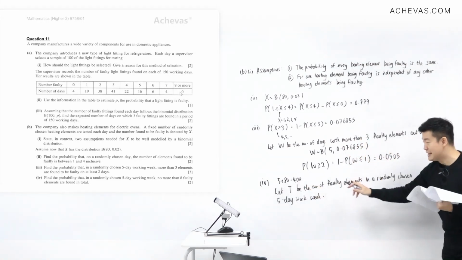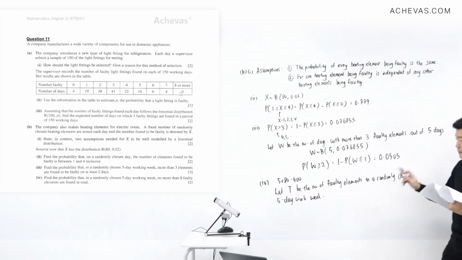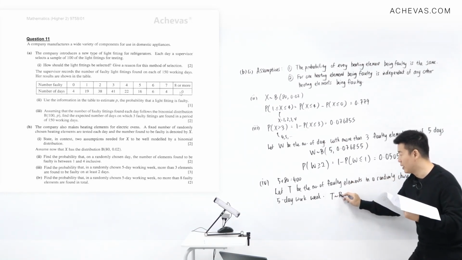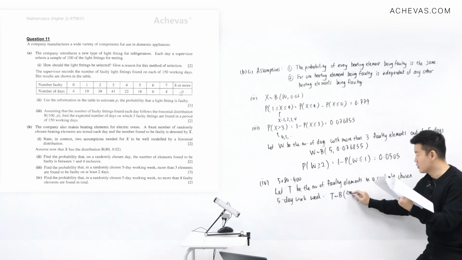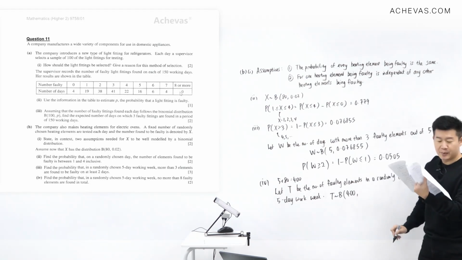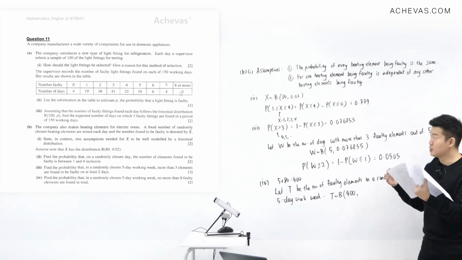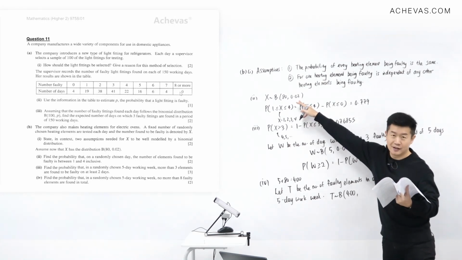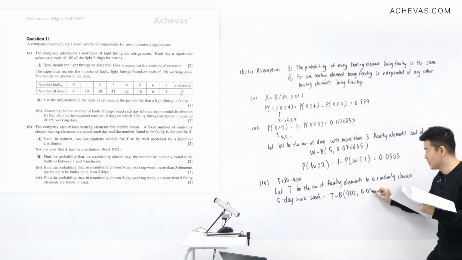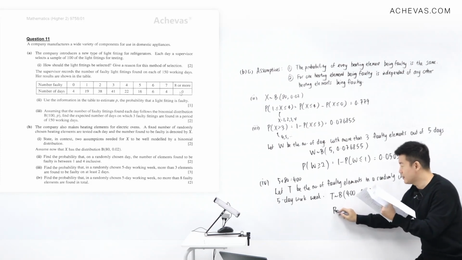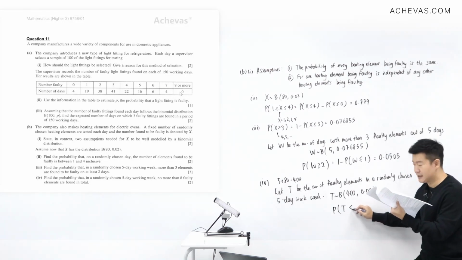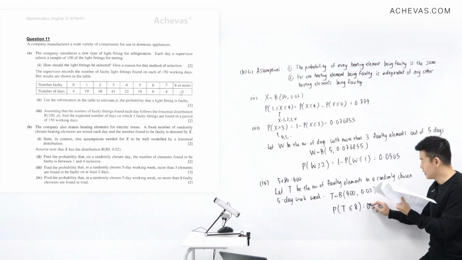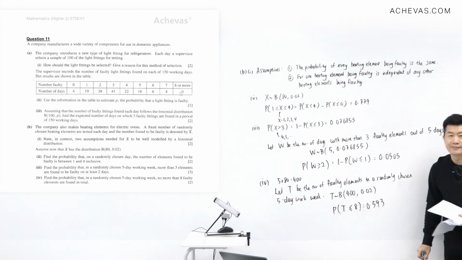If T is the number of faulty elements in a randomly chosen 5-day work week, T will follow a binomial distribution. So in 5 days, we will be working on 400 elements. So the number of trials is 400. The probability of success is for an element to be faulty, and that is 0.02. And the question is asking for no more than 8 faulty elements. So it is when T is less than or equal to 8. Pressing this into the calculator, we'll get a probability of 0.593.